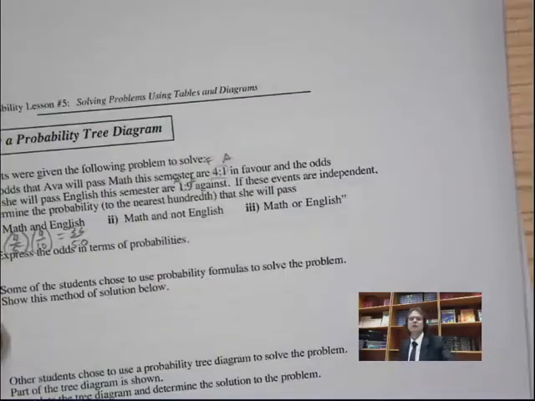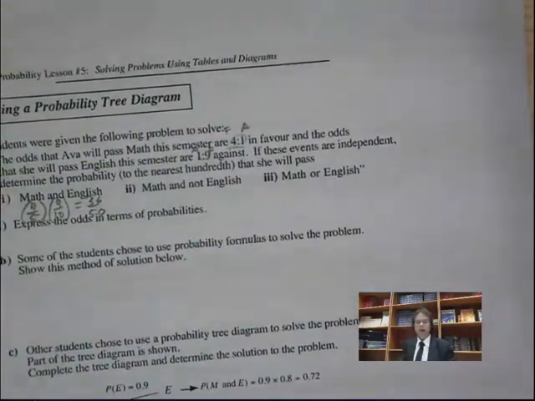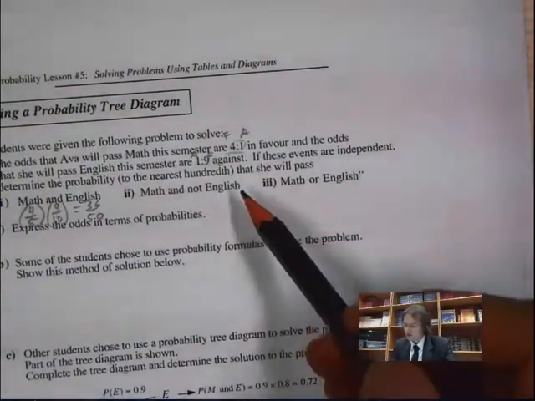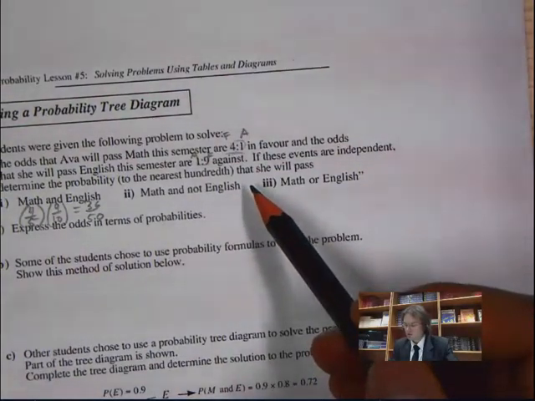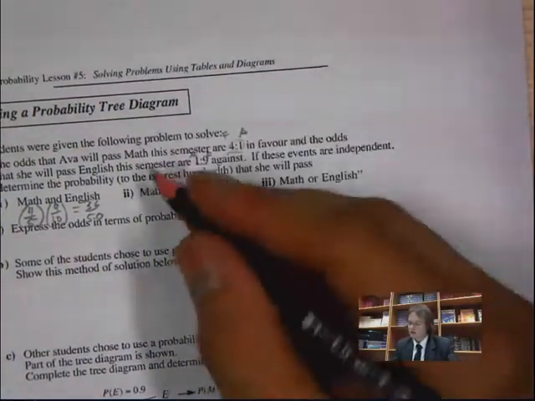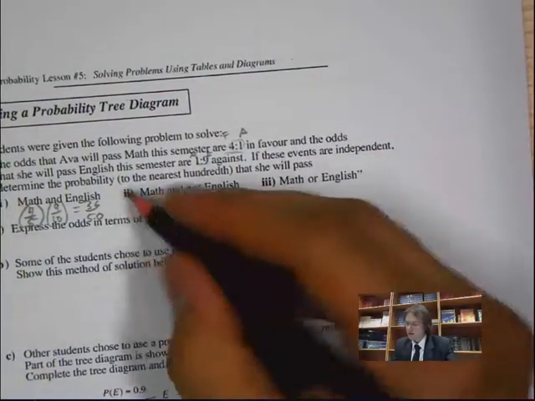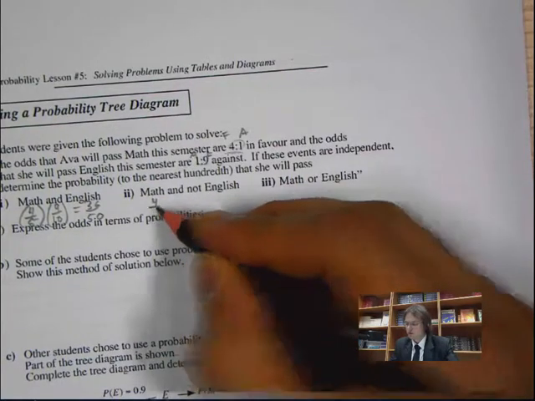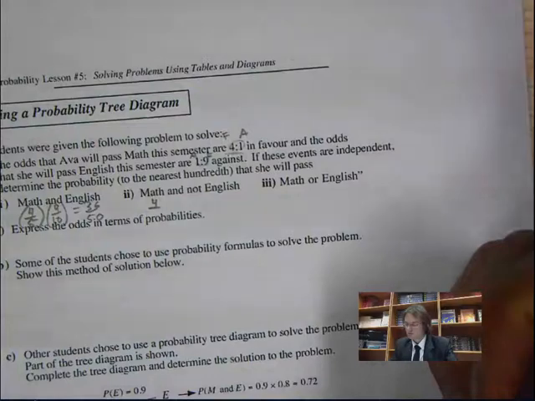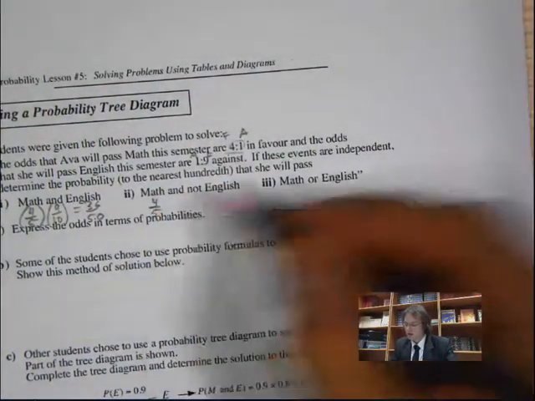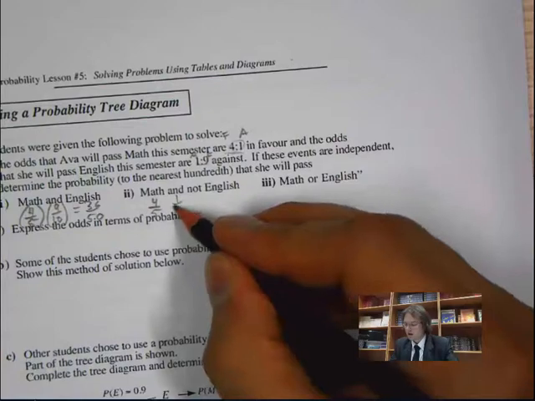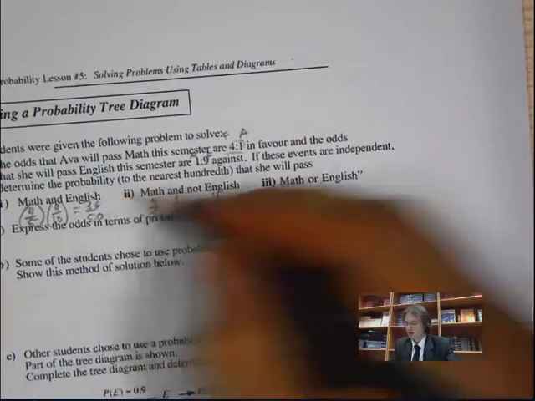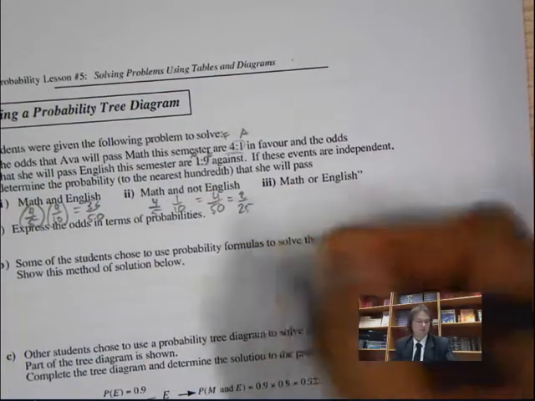Okay? Next one says the probability of her passing math and not English. Well, let's take a look at this. The probability of passing math is going to be 4 out of 5. And not English is 1 out of 10, which gives me 4 out of 50, which is the same as 2 out of 25. Okay?